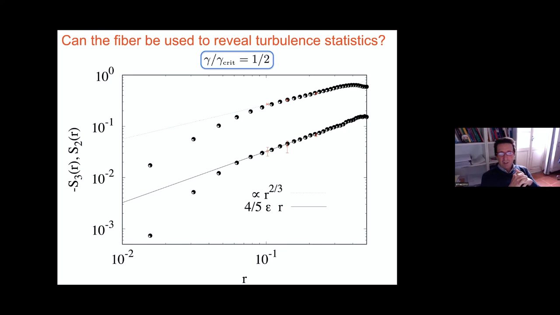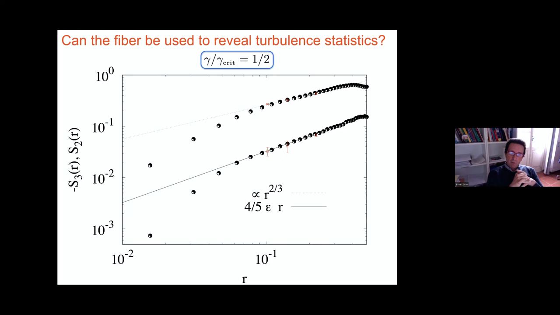It is easy to have a good convergence for the second order structure function. It is more difficult for the third order structure function because there is no modulus. It is the actual third order structure function. That means that you have cancellations, as you notice. Moreover, you need huge statistics to have a nice behavior.